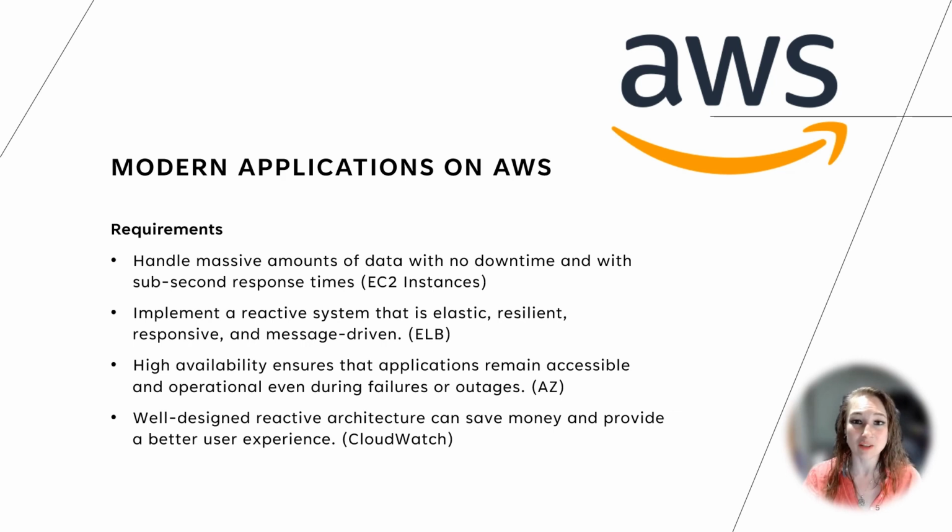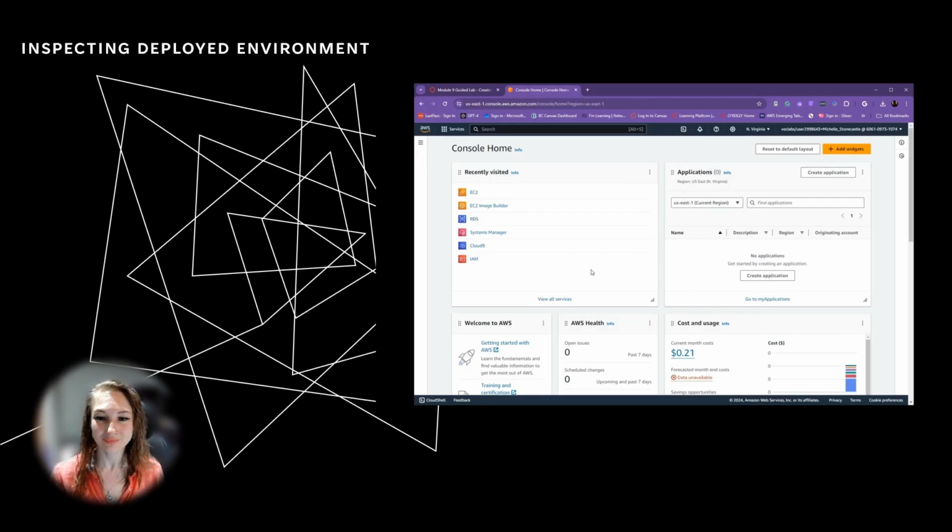Features like AWS availability zones and AWS Elastic Load Balancing help distribute traffic across instances and availability zones, minimizing the impact of failures. AWS CloudWatch provides comprehensive monitoring and logging capabilities, allowing tracking metrics, setting alarms, and gaining insight into the cloud resources' health and performance. A well-designed reactive architecture can save a lot of money, and it provides a better experience for all the users. Here's a short demonstration of inspecting an already deployed environment.